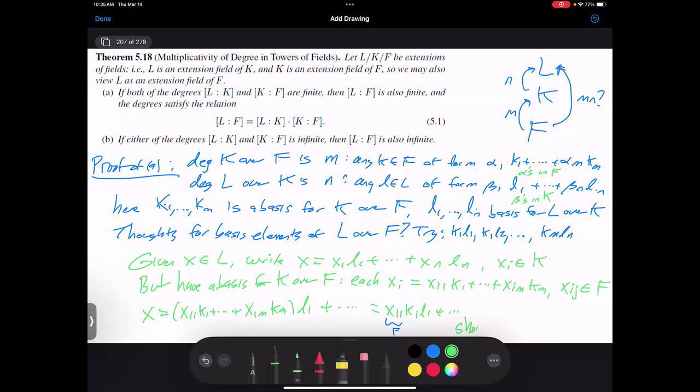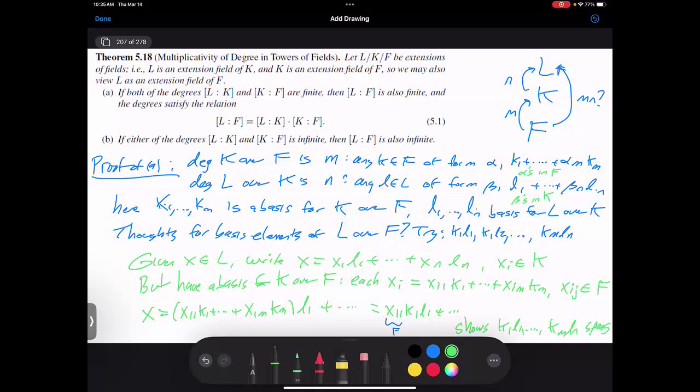So it shows K1 L1, dot dot dot, Km Ln spans. Is that enough to prove that it's a basis? What's the issue? We have to show they're linearly independent.